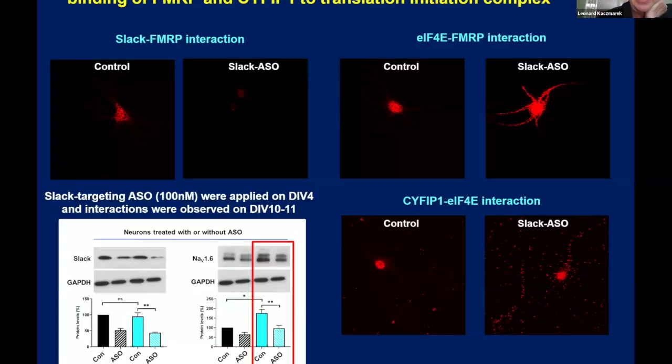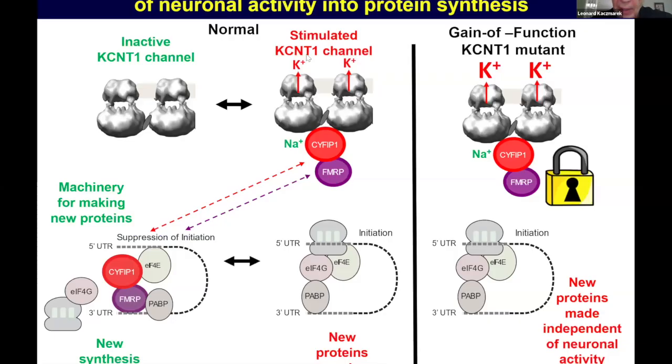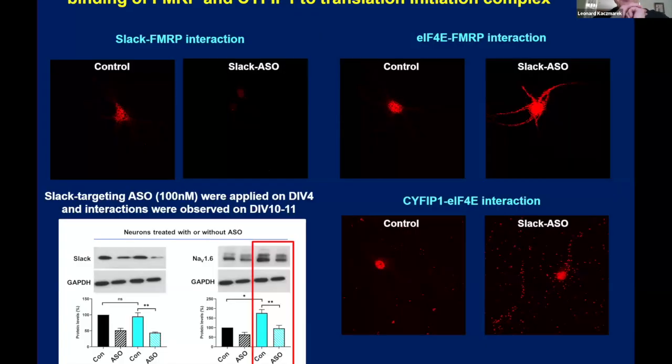So we have used antisense oligonucleotides. Antisense oligonucleotides have already appeared in 2 patients, and they appear to have controlled seizures quite well. But we're now doing this on mouse neurons. And what the technique I'm showing you here is called proximity ligation assays.